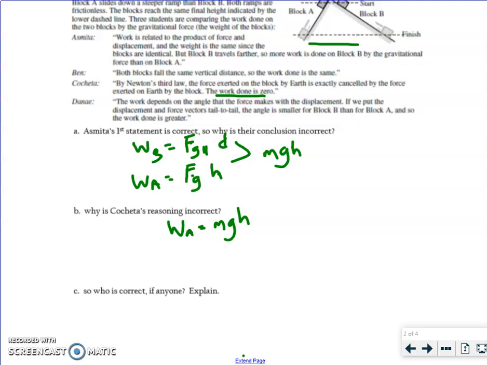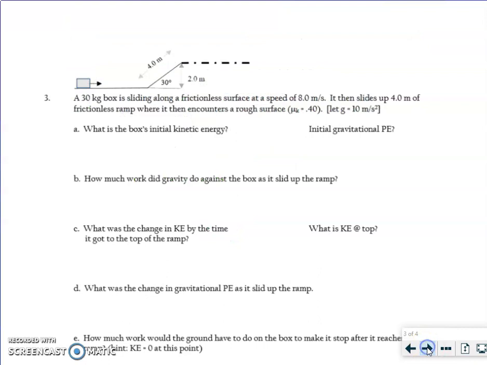So who is correct, if anyone? And explain why. Well, that only leaves Danae or Ben. And if you look at Danae's answer, she says it depends on angle, right? The work depends on the angle. And we've already talked about angle does not matter. What matters is ultimately where you finish or where you start versus where you finish in terms of vertical. And that's what Ben is saying. So Ben is the one that is correct because it's the vertical distance that matters. All right, let's move on here.